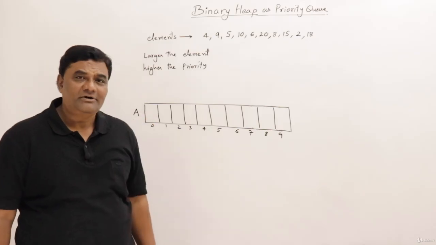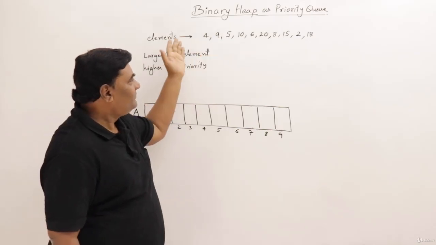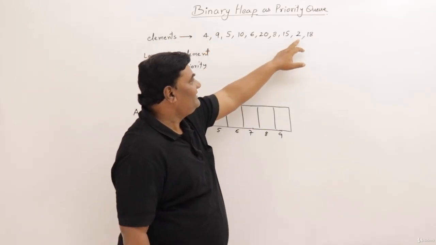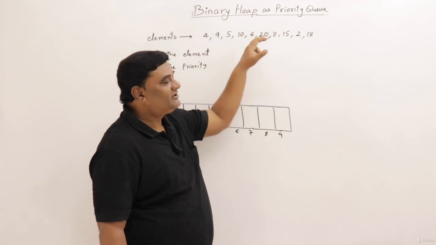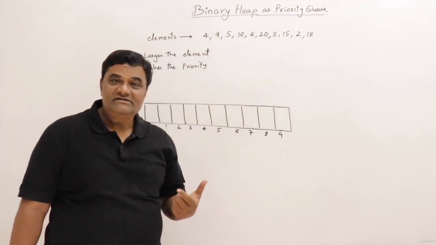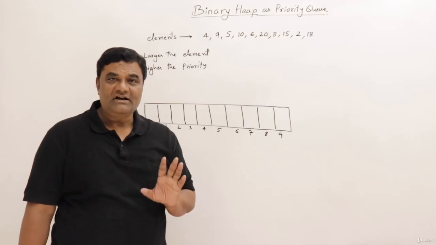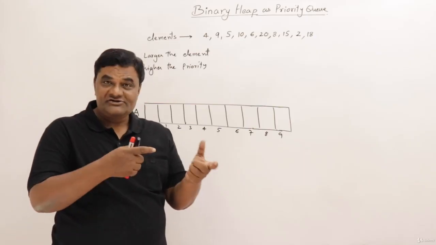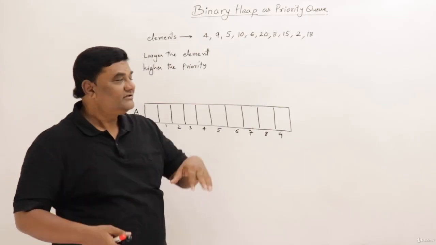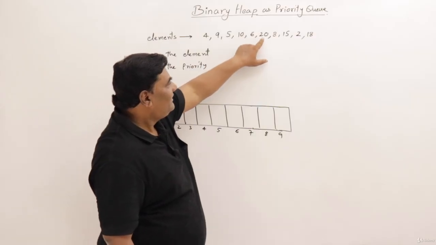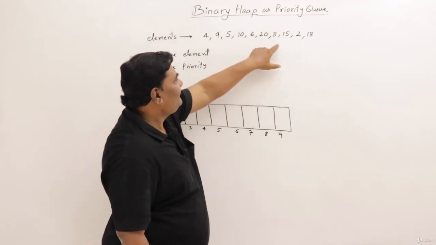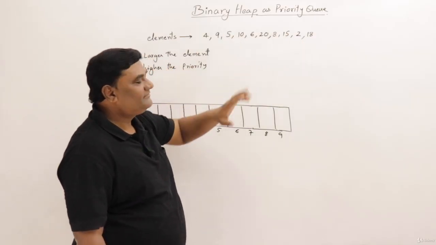Then who is of higher priority? The smallest one here is 2. Is 2 of highest priority, or is the largest number 20 of highest priority? Whichever one you like, but decide beforehand. You say larger number, higher priority. Okay, so the highest priority element is 20, then 18, then 15, then 10, then 9 and so on.